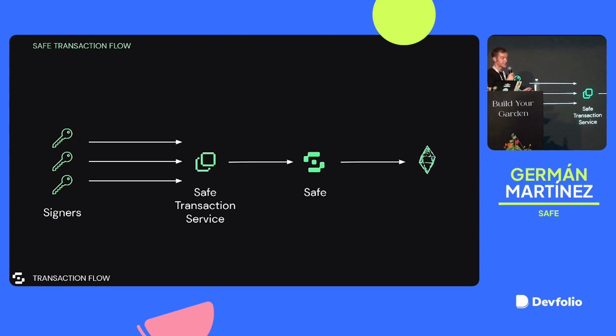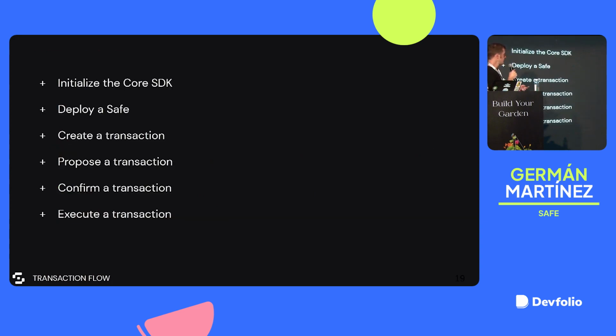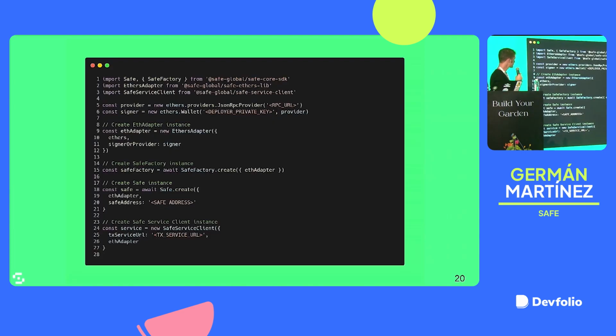We can use the Safe Transaction Service to collect these signatures off-chain. This is optional, but we will use it to save some gas. And as we saw before, the flow would be to initialize the Core SDK, deploy a Safe if we don't have it, create, propose, confirm, and execute. So let's see how the code looks.